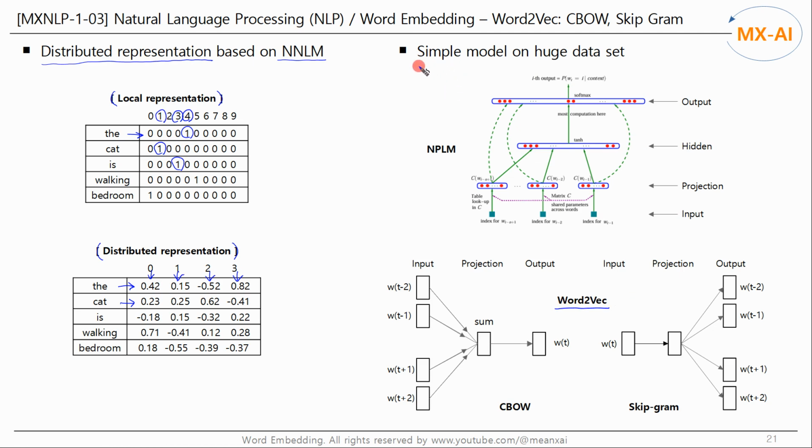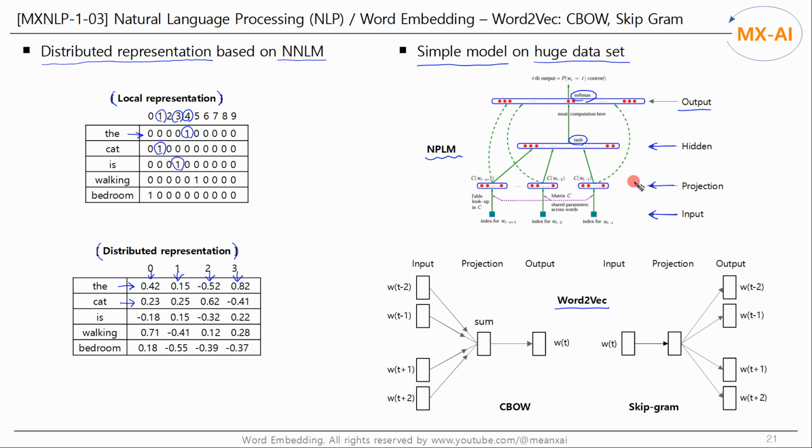The second key point is to train a simple model on huge datasets. The NPLM, which we looked at in the previous video, consists of input, projection, hidden, and output layers. This is the input layer, and this is the projection layer, which is a linear layer without an activation function. This is the nonlinear hidden layer, and this is the softmax output layer.